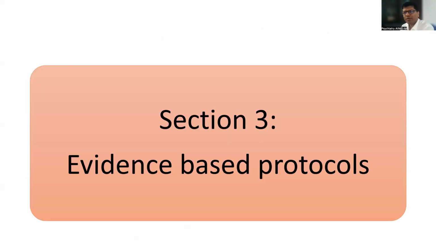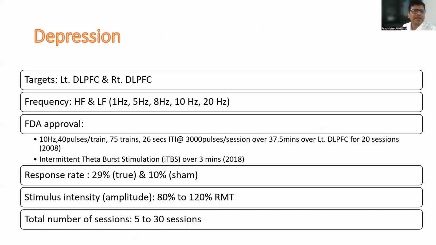Now quickly we'll talk about different evidence-based protocols. Depression is one of the commonest indications where rTMS is used. Common targets are the right dorsolateral prefrontal cortex and the left dorsolateral prefrontal cortex. If you are targeting the right dorsolateral prefrontal cortex, you need to give low frequency or continuous theta burst stimulation. If you are giving a high frequency stimulus, then you need to choose the left dorsolateral prefrontal cortex.